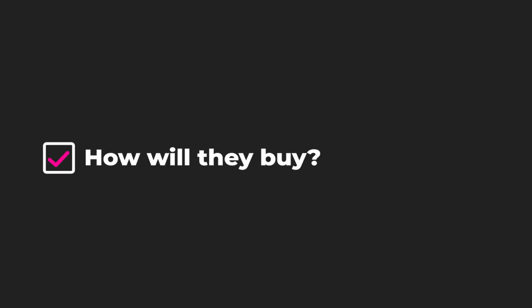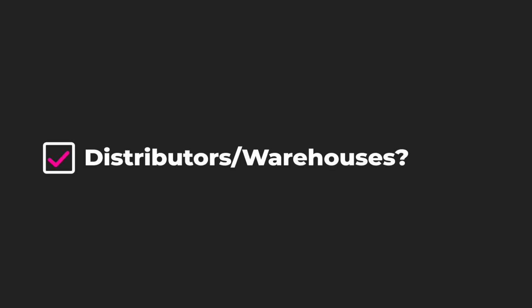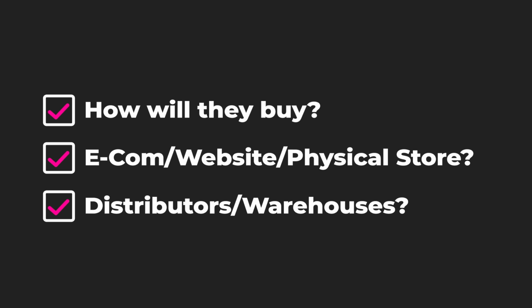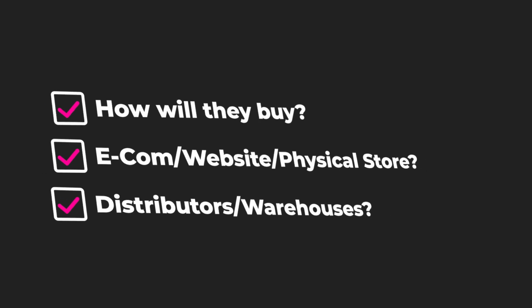You need to define the channels or the paths that the product or service will take to reach that end user. Your distribution model should include how your customers will go about buying the product. So will they shop directly on your e-commerce store, or will they buy from the retailer's physical store or from their website? Will you need distributors or a warehouse? These are all questions that you need to ask when defining your distribution model.